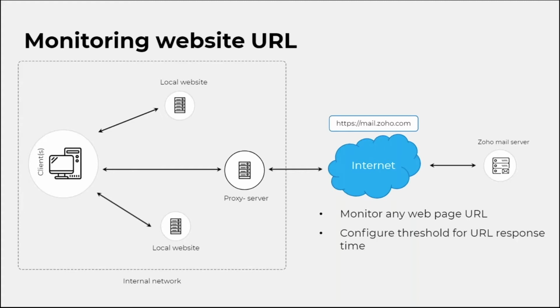So I'll show you how you can define a threshold for response time, so that when it deviates from the specified response time, you're notified about the problem, and how you can match content. So if you want to make sure that a specific string is always present in that web page, and you want to be notified if it goes missing, you can do that as well.